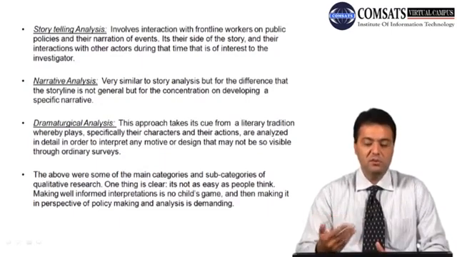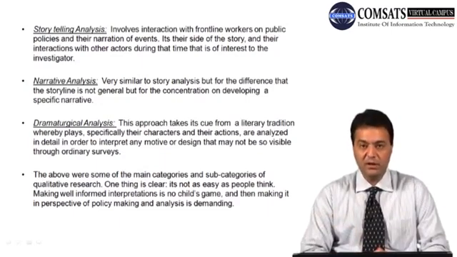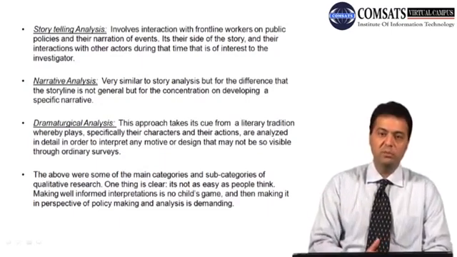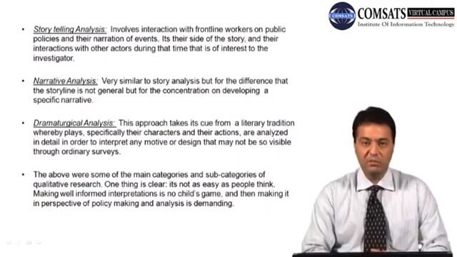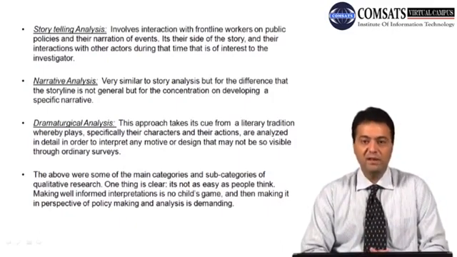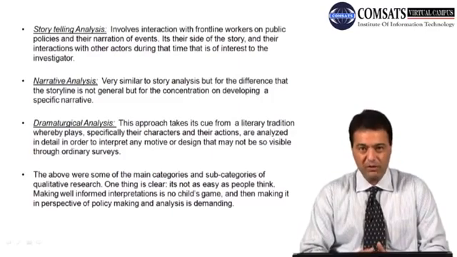Okay, so it's almost the same as storytelling, but it's not general. I gave the example of a criminal. You wouldn't be asking the criminal to tell the whole story. You would be just asking him or her to tell a specific part of the story.